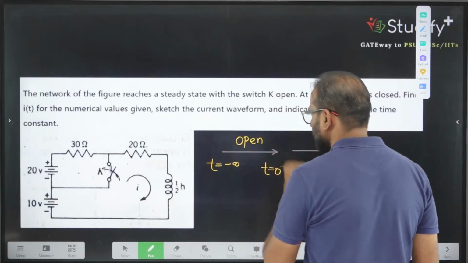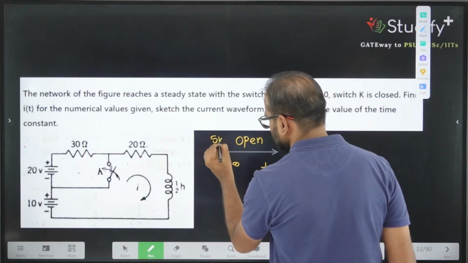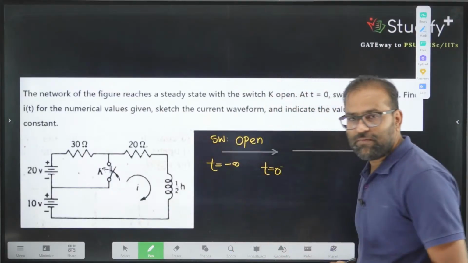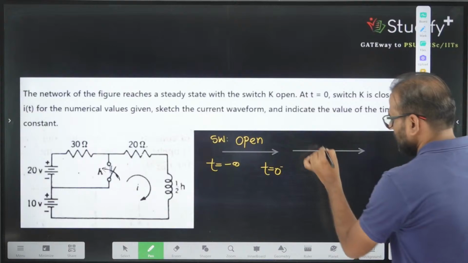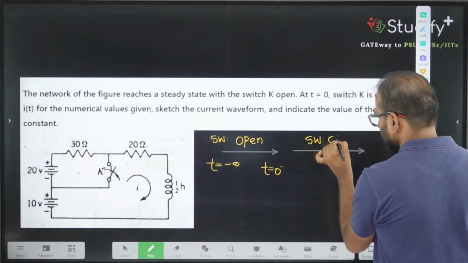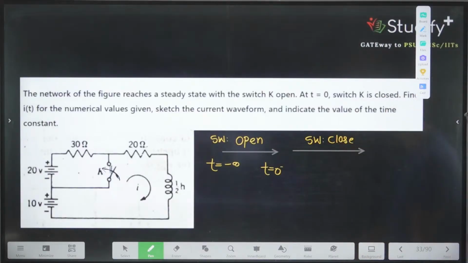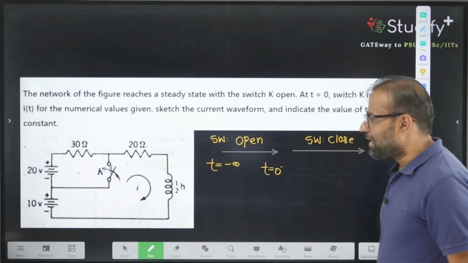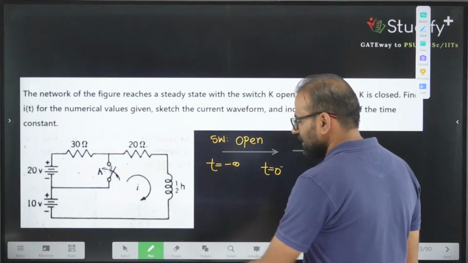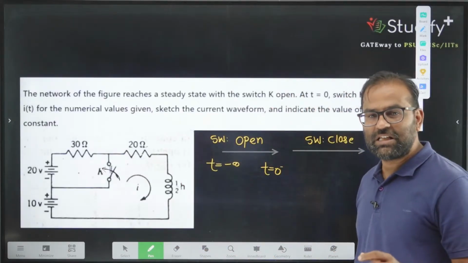Open switch, and when switch is closed, we are interested in the response at this point, the value of I_L for closed switch. So when switch was open, the circuit has achieved the steady state.